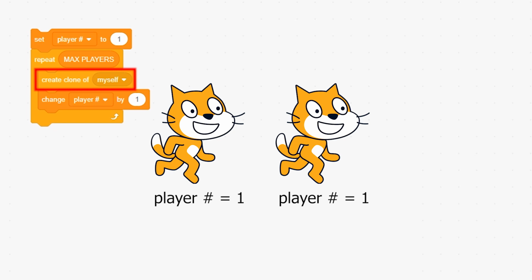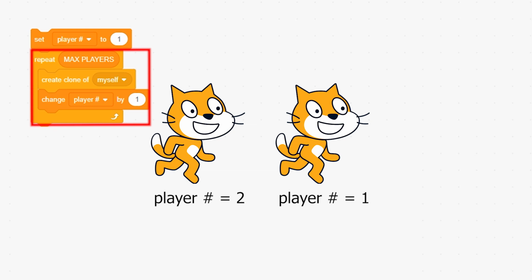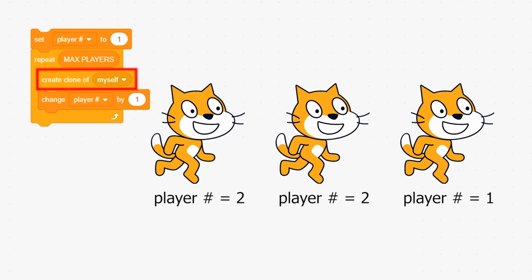But right after creating the clone, we immediately change the original sprite's player hash variable by 1, before continuing around the repeat loop. What this means is that the cloned sprite remains as player 1, but the original sprite now becomes player 2. The next clone will then be created as player 2, and the original sprite will move on to become player 3, and the loop continues.